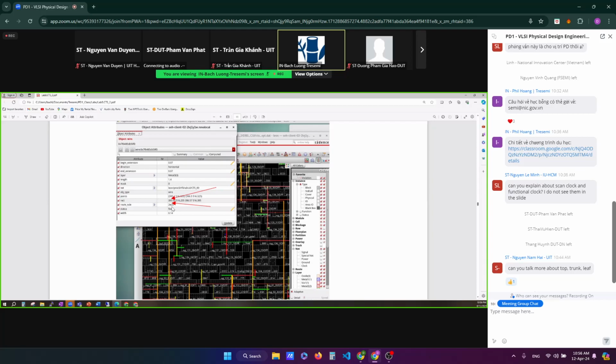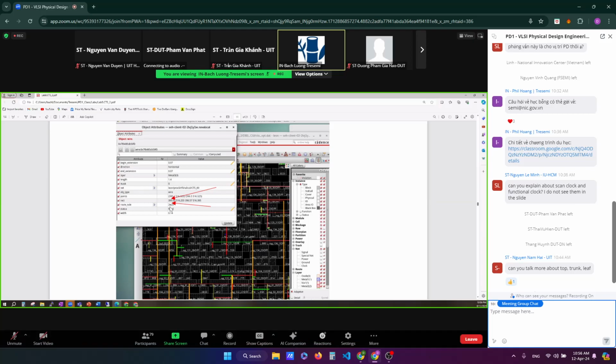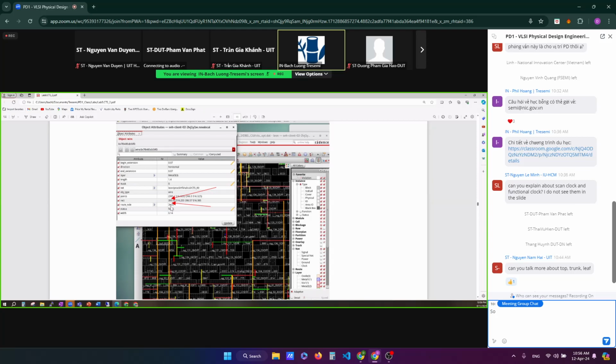You see the rule here. It's the 2W2S. That's the rule that we created in the NDR earlier in lab 1, right? We created 2W2S, which is double width, double spacing. So we applied it to what's called the clock route, right? So it actually got used here. You can verify it. So this is actually applied.